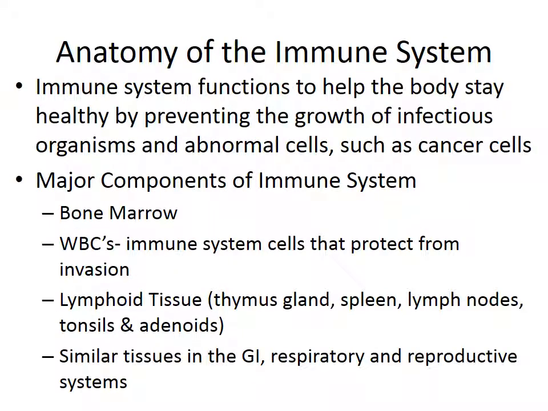The immune system functions to help the body stay healthy by preventing the growth of infectious organisms and abnormal cells, such as cancer cells. The major components of the immune system consist of the bone marrow, white blood cells, which are the immune system cells that protect from invasion, lymphoid tissue, such as the thymus gland, spleen, lymph nodes, tonsils, and adenoids, and similar tissues in the GI, respiratory, and reproductive systems.